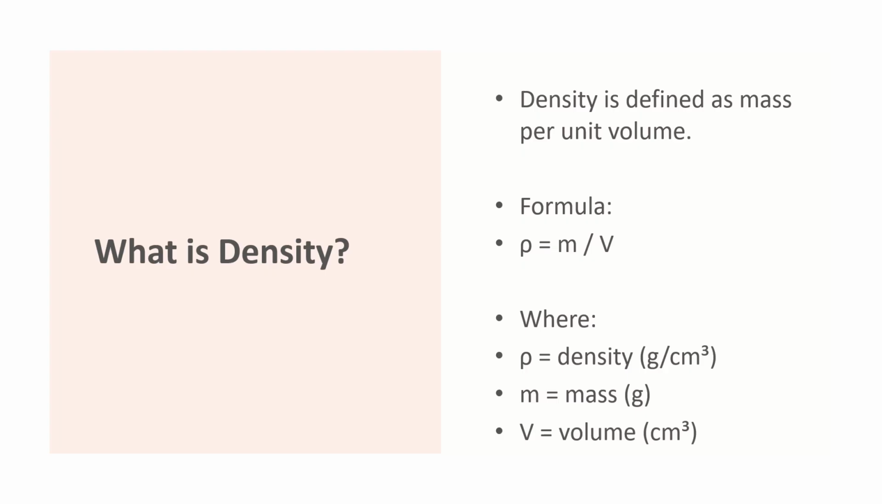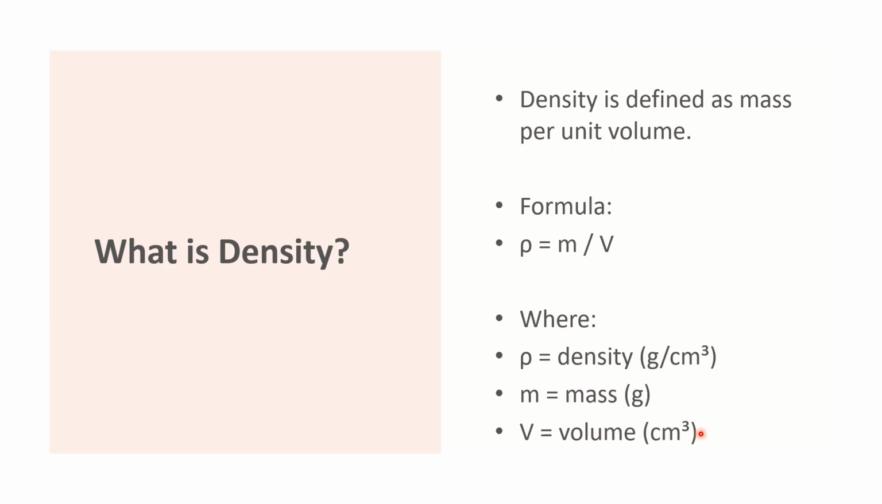So what is density? Density is defined as the mass per unit volume. Here's our formula: rho is equal to mass per volume. The density is typically recorded in grams per cubic centimeter. The mass would be in grams and the volume would be in cubic centimeters.